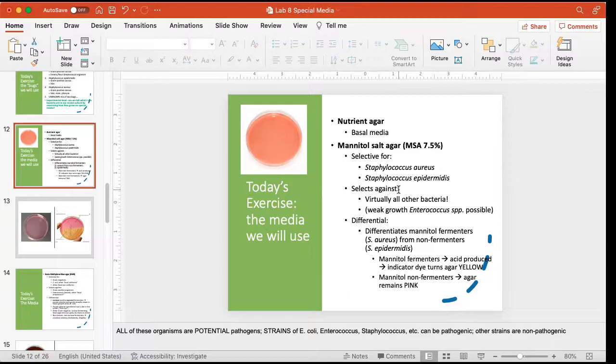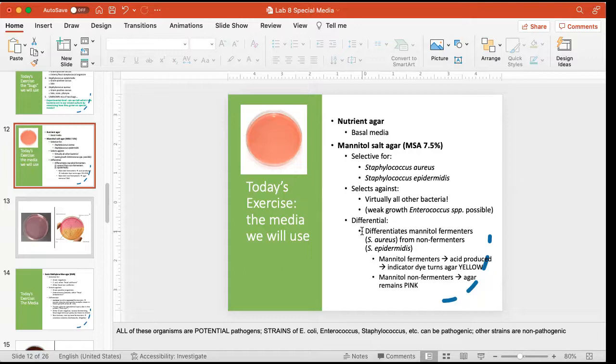But remember our little caveat that I mentioned. Sometimes Enterococcus can grow weakly on MSA. So I have an Enterococcus organism today, so I'll have to be aware of that. Now, mannitol salt is also differential.